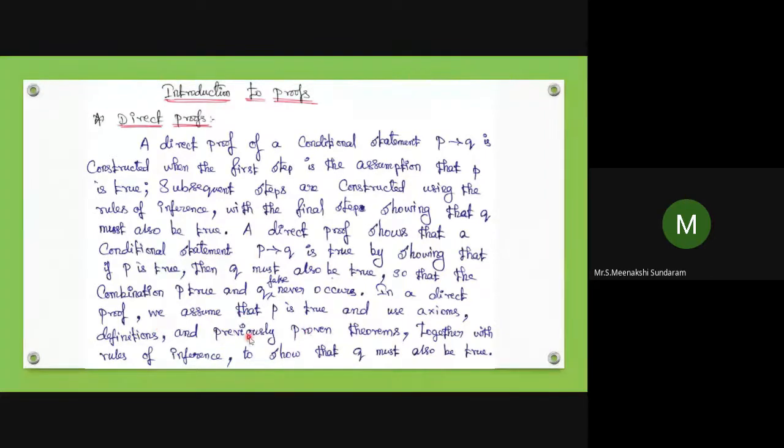So in a direct proof, we assume that P is true and use axioms, definitions, and previously proven theorems together with the rules of inference to show that Q must also be true. We basically use this for all proofs. We take the left hand side, assume that it is true, and conclude the right hand side. The right hand side also is true. That is basically the direct proof.